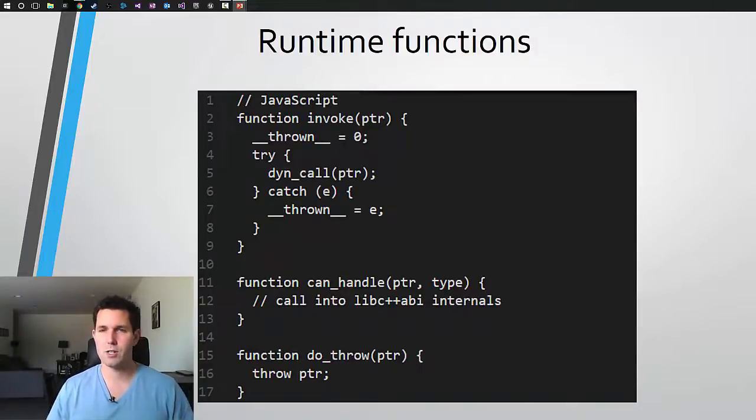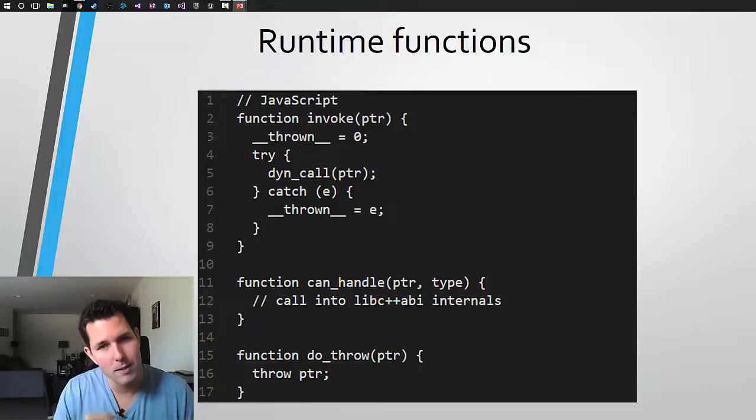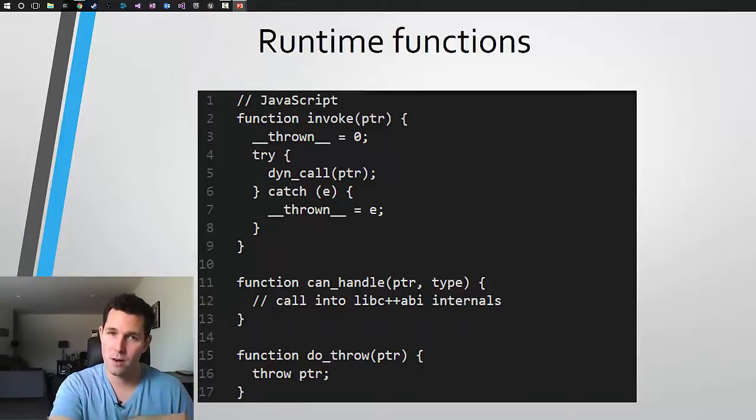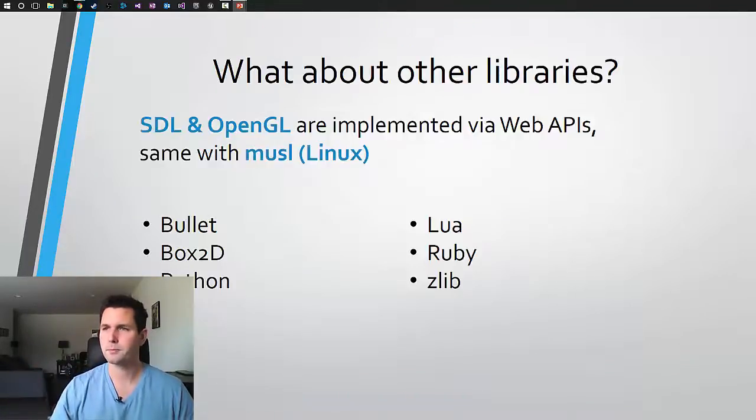So here's a couple of those functions that were used just before. I have invoke, which is going to throw an error. We're actually going to try to make a call to the pointer. And then if I can handle it, right, we're going to call into one of those low-level C++ libraries that I mentioned before that Clang had offered to us. And if not, I can just throw an error.